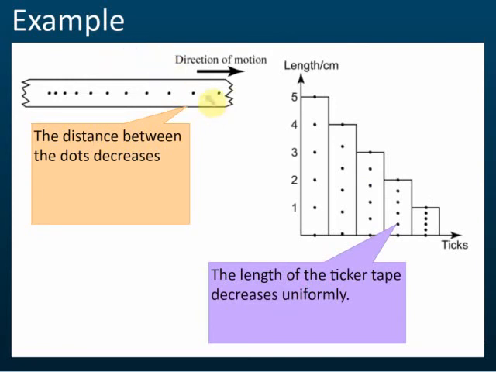Okay, now this one. Initially, the distance is far from each other, so the speed is higher, okay, and then the speed goes down, okay. Here the speed is very low, okay. So this one, the distance between the dots decreases. So this is a case where the speed decreases. We call it deceleration.